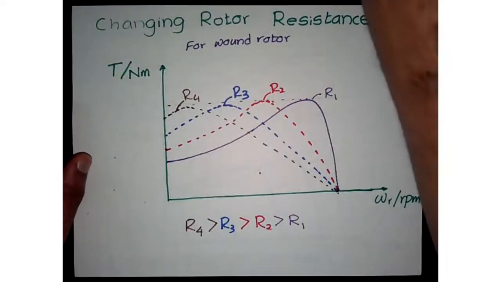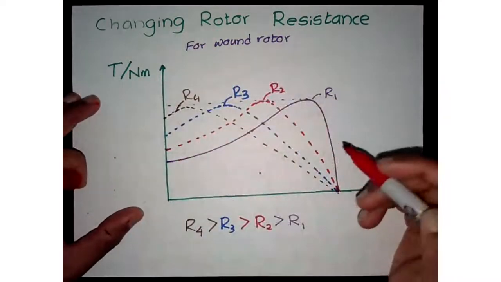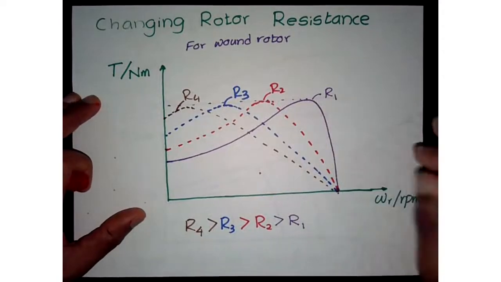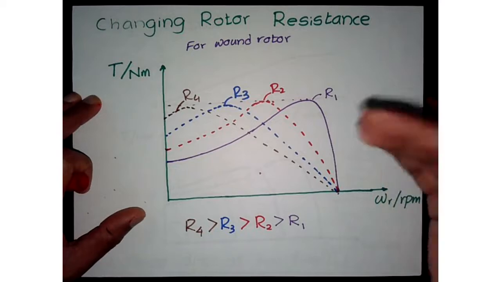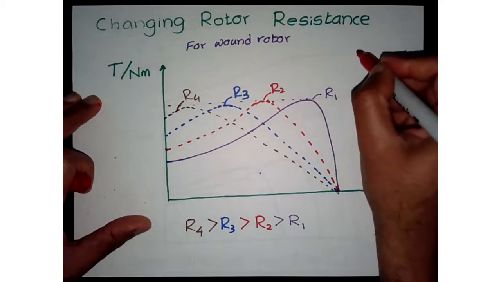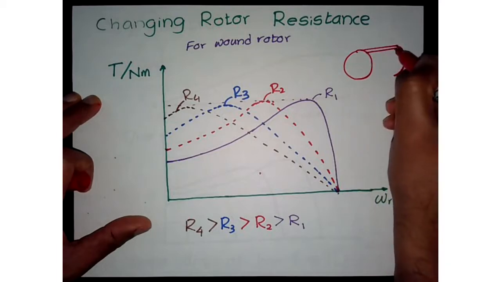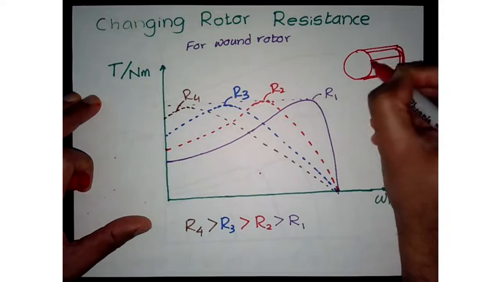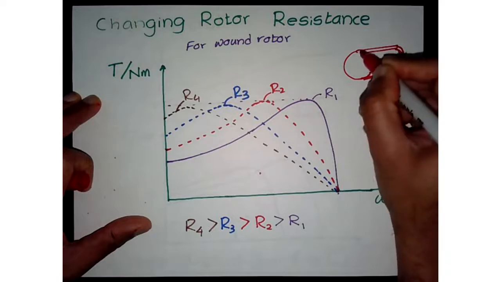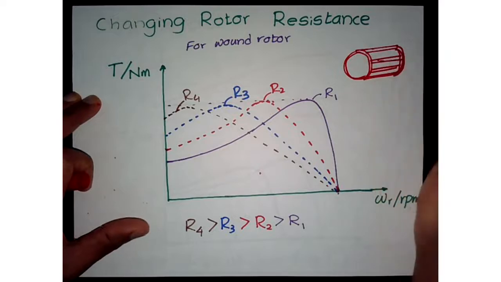Changing rotor resistance is another option, but for that you need access to the rotor windings. If it's a squirrel cage motor, this is a difficult task because you don't have access to the resistance of the rotor bars. So if it's like that, you cannot control the resistance.